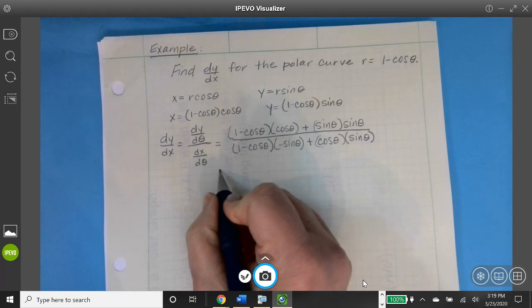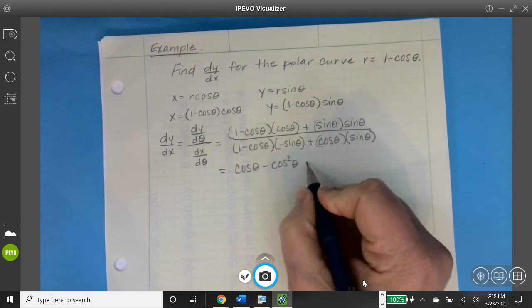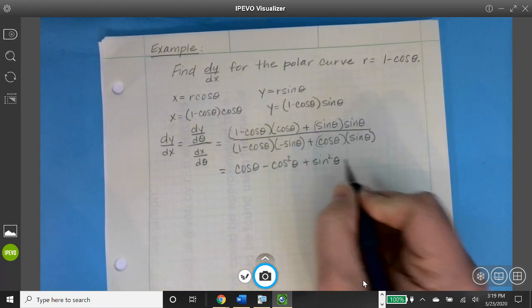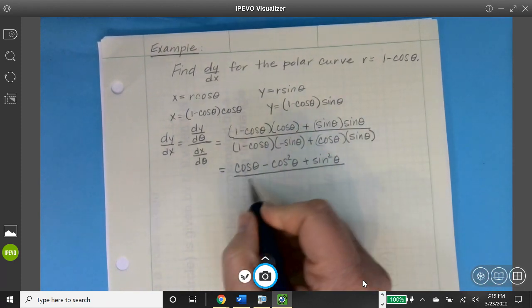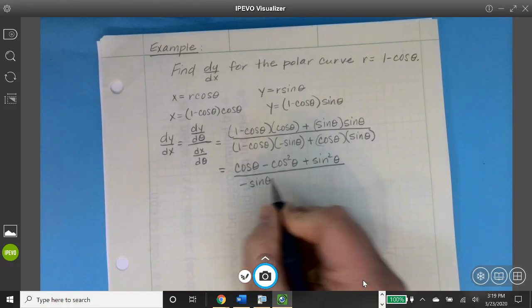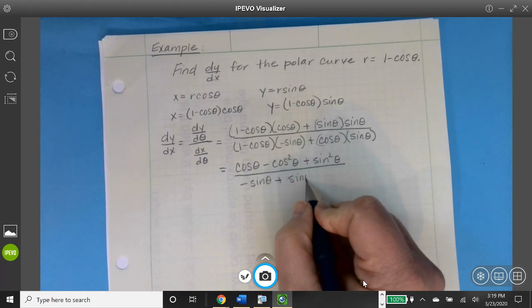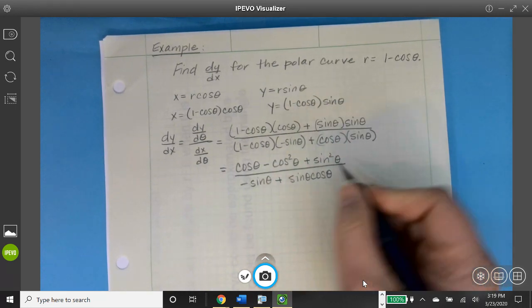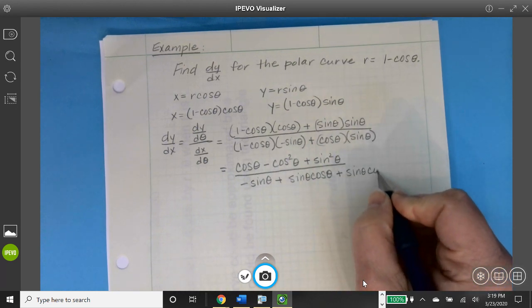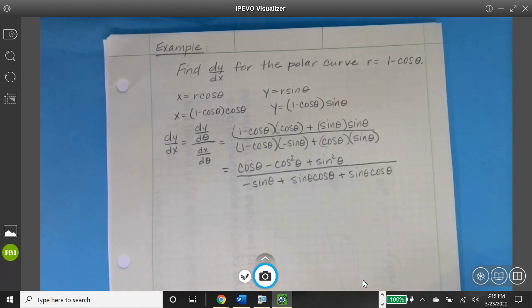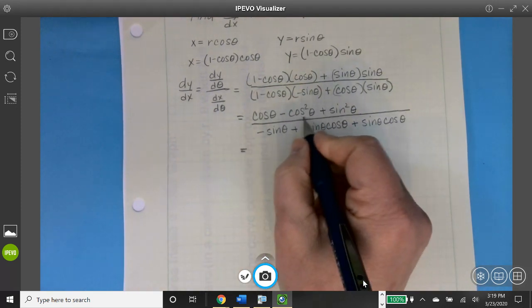Okay, so let's simplify this a bit. We're going to get cosine theta minus cosine squared theta plus sine squared theta, all over negative sine theta plus sine theta cosine theta, because it's positive, plus sine theta cosine theta. So let's extend my division bar there.